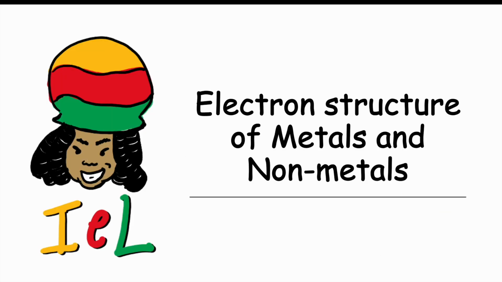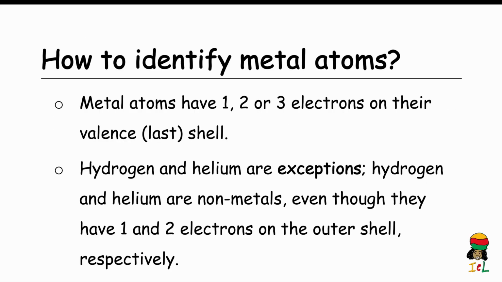Electron structure of metals and nonmetals. In other words, how do we use the electron structure of an atom to determine whether the atom is a metal or a nonmetal? So how do we identify metal atoms? The metal atoms have 1, 2, or 3 electrons on their valence or last shell. There are 2 exceptions to this rule, hydrogen and helium.